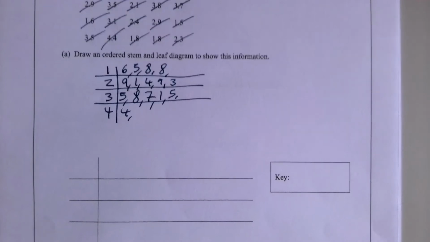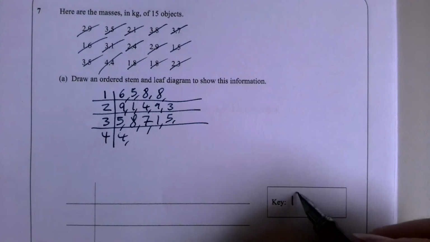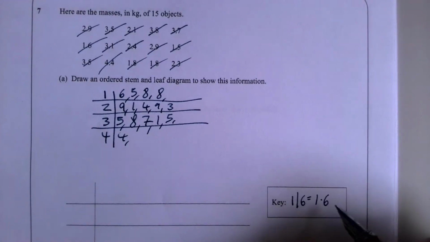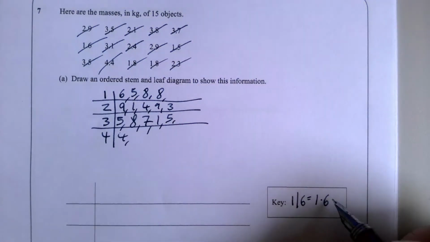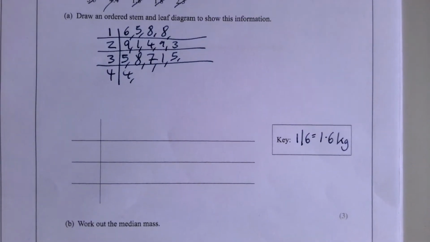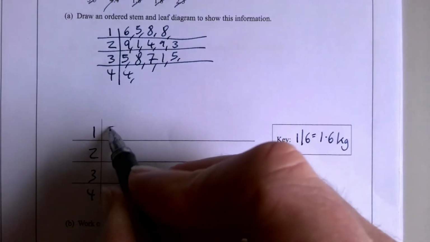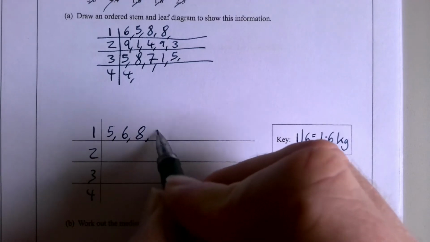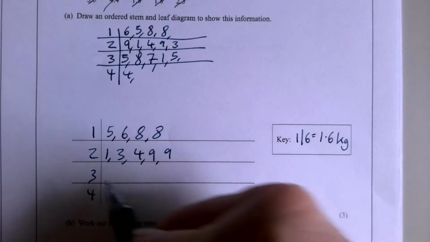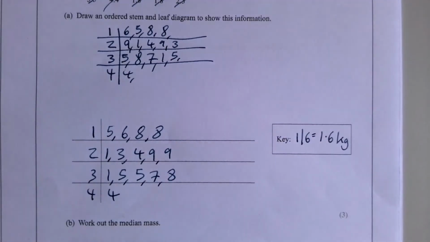Now the key is extra important, isn't it, when we are talking about decimals? So I just picked the first one, I think this time. 1.6 is equal to 1.6, and the unit is kg, kilograms. That's how heavy things are. Right then, so into order 1, 2, 3, and 4, and then we've just got the 5 needs to be at the beginning for the first 4. 1, 3, 4, 9, 9, 1, 5, 5, 7, and 8, and a 4 there.